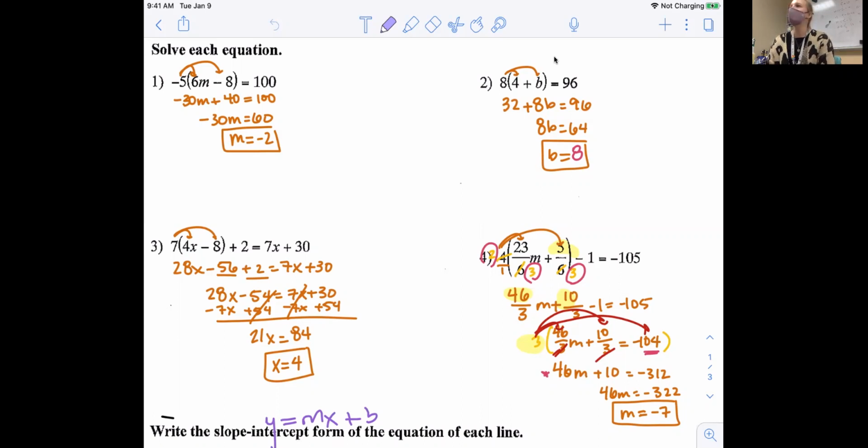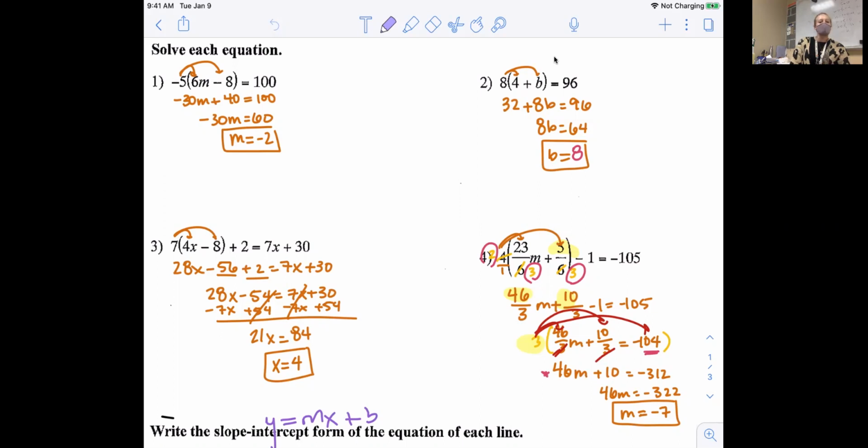And then I was like, I don't want to deal with these fractions anymore. If I multiply by 3, that gets rid of all of my denominators. So I got rid of all my denominators by multiplying by 3. Don't forget that if you do that, you have to multiply that negative 104 by 3 as well. You can't just multiply the 2 on the left side. You also have to multiply the right side by it. Then it was a very simple looking equation, minus 10 divided by 4, m equals negative 7.